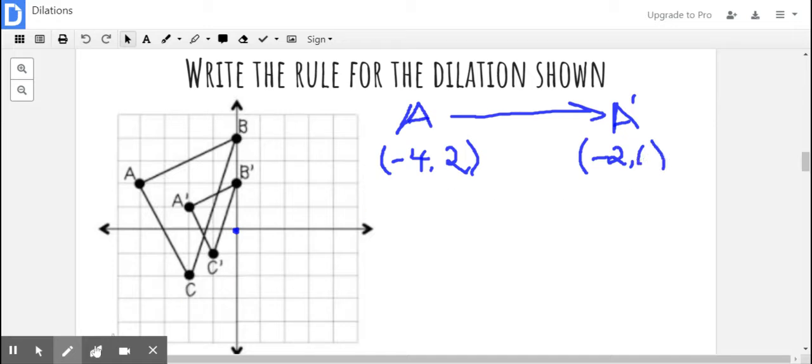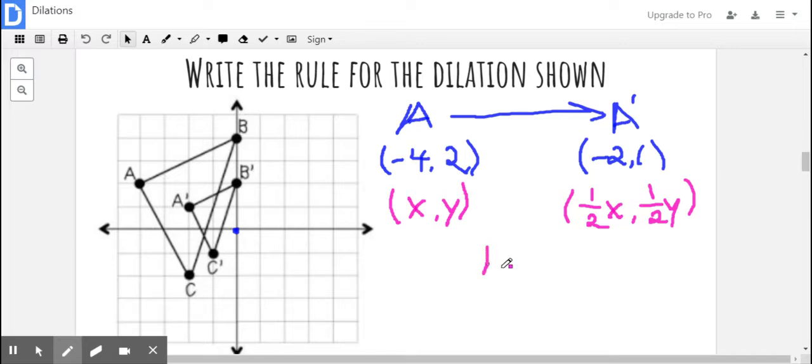And how I could write that in notation form would be, if this is (x, y), that means that this shape is going to be 1/2 x, which is -2, and 1/2 y, which is half of 2, equal to 1. And so our dilation was a scale factor. Our k from our last slide is going to be equal to 1/2.